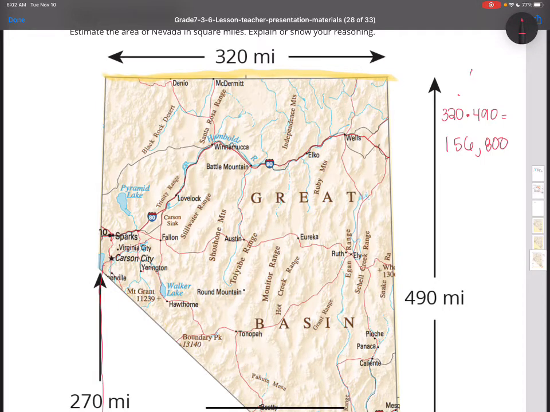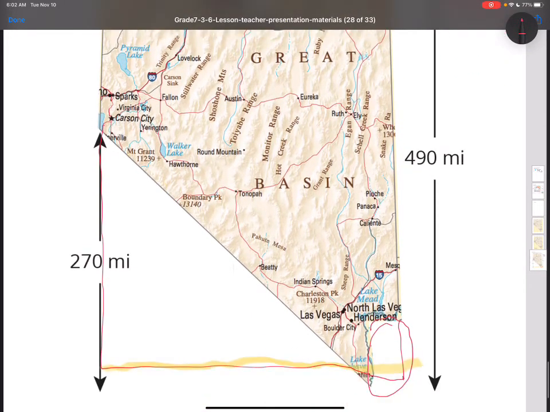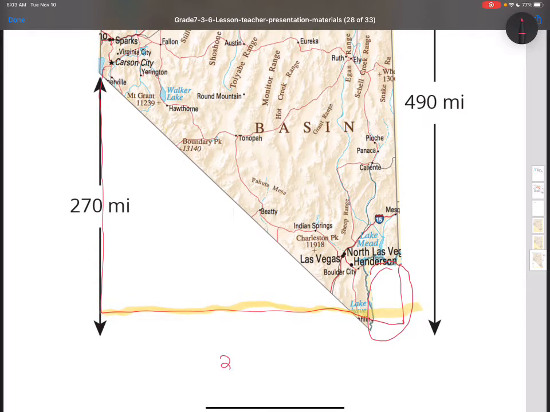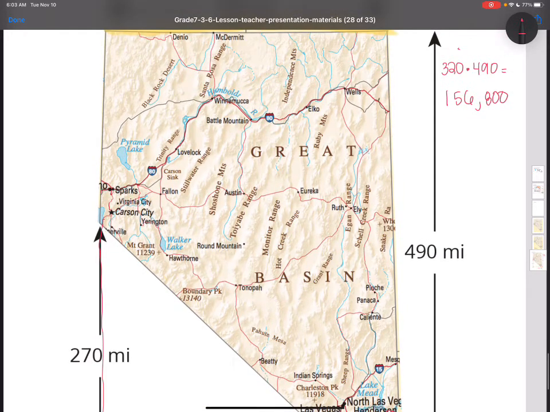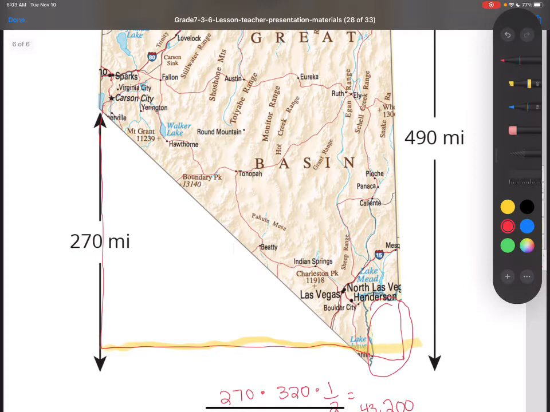But anyway, I'm going to multiply 270 times 320 times 1/2. Okay? So 270 times 320 times 1/2 is going to be 43,200.